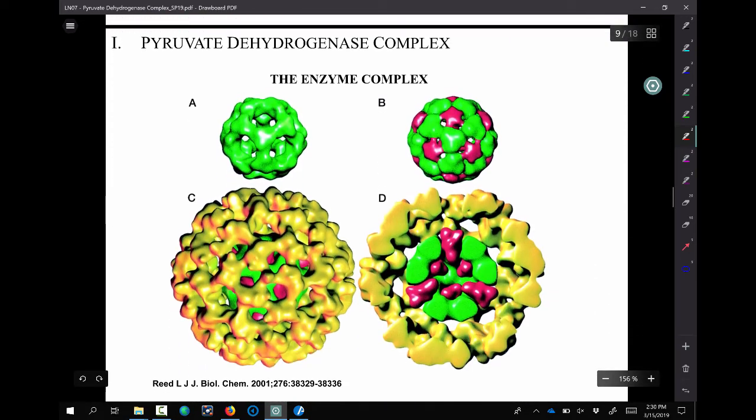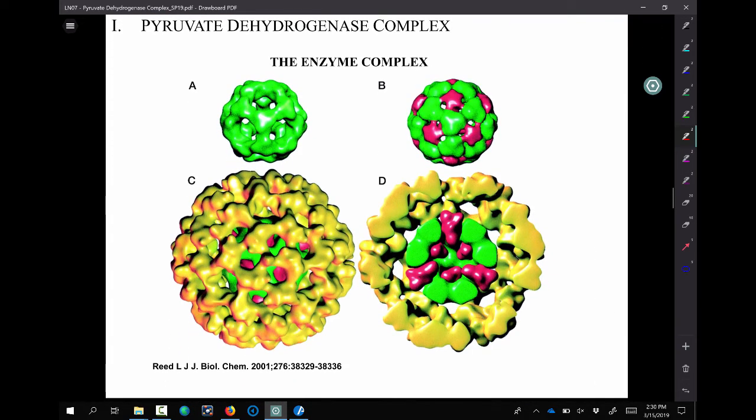Let's do this. Here we go. The soccer ball. That's the pyruvate dehydrogenase complex. If you have a super powerful microscope, it looks red, green, and yellow. All right, not really, but anyway. What you're looking at here, they've taken apart the molecule bit by bit, but what I just circled, that's E2.